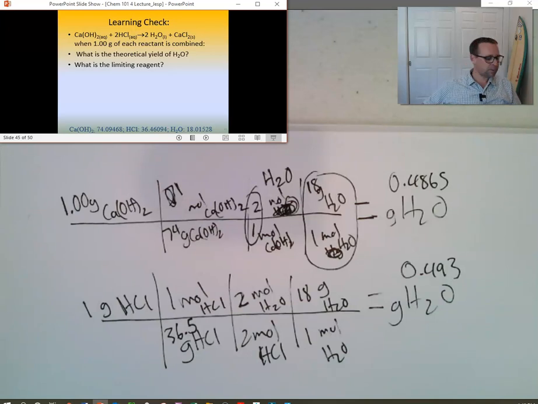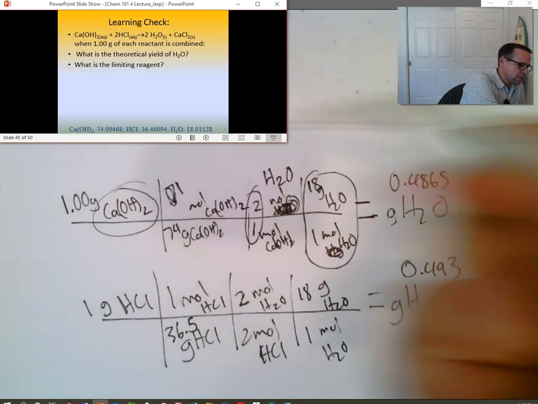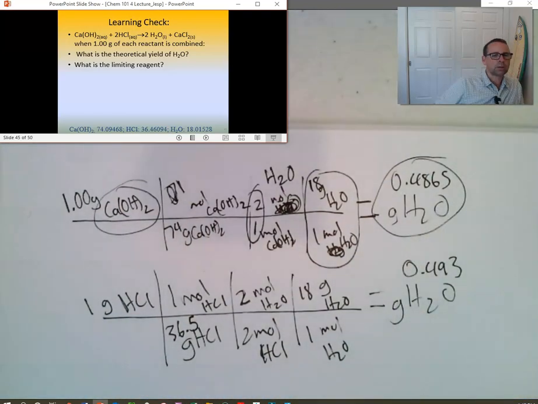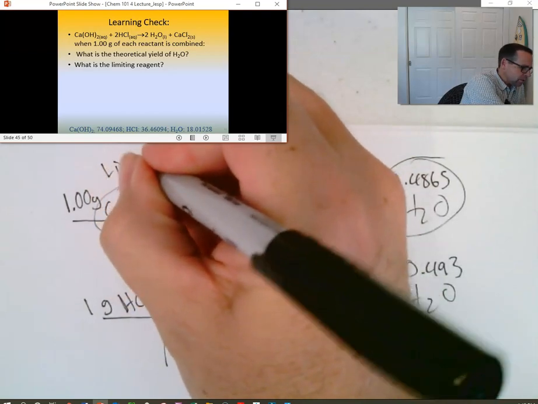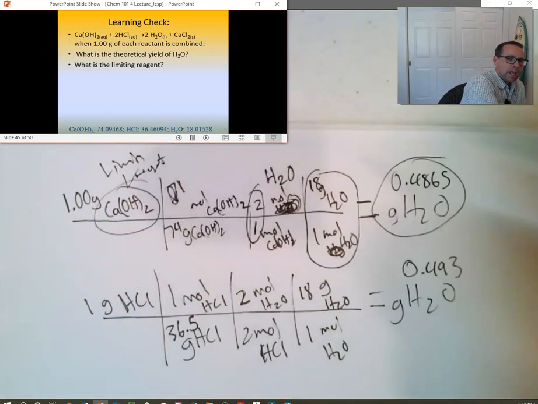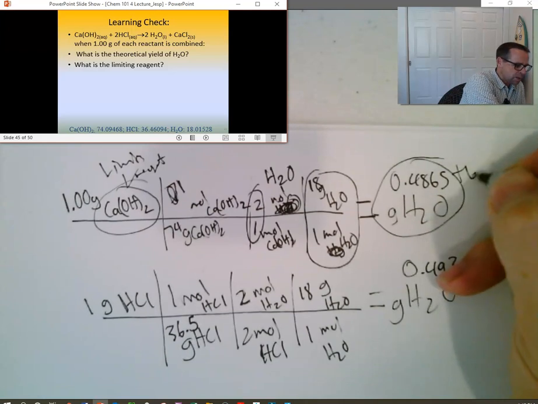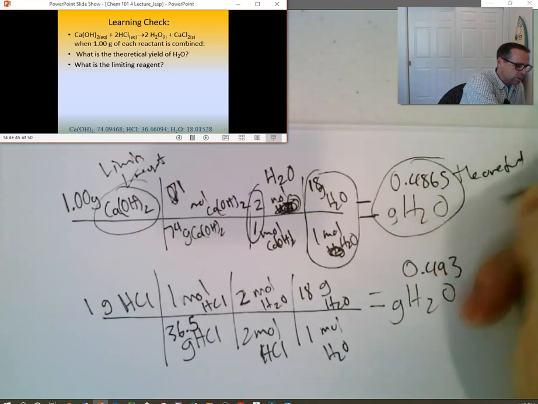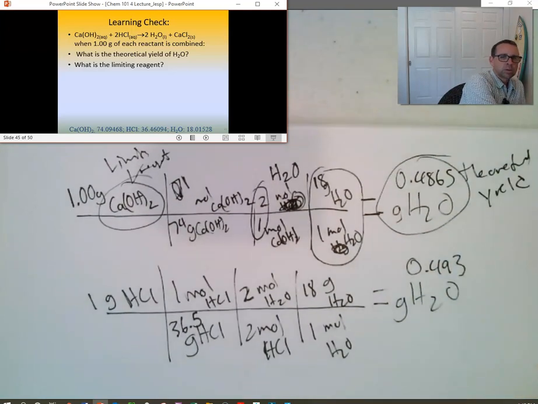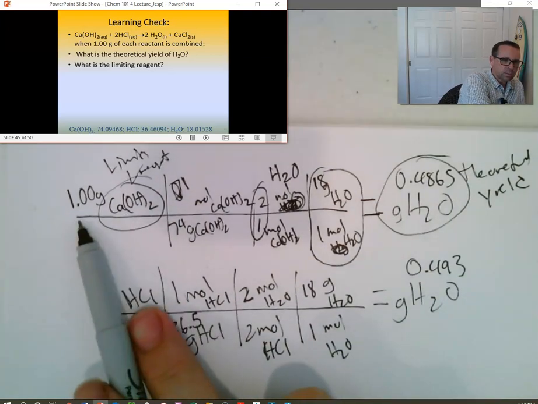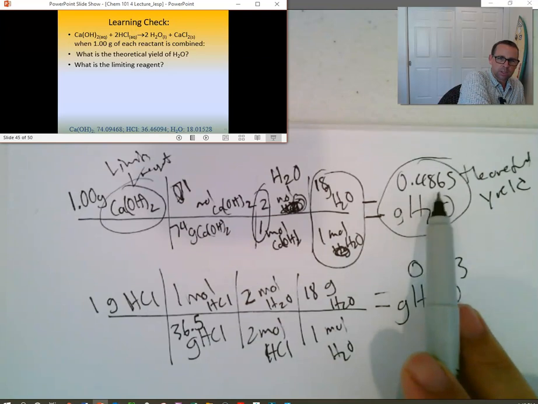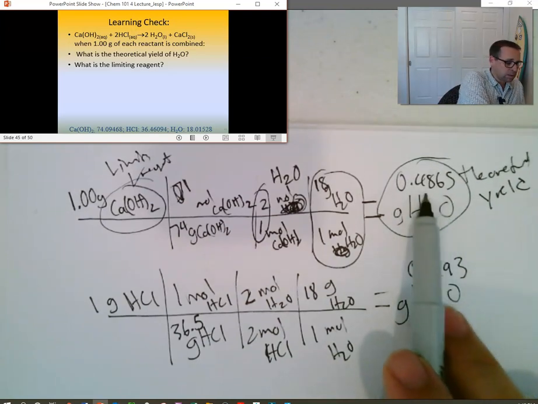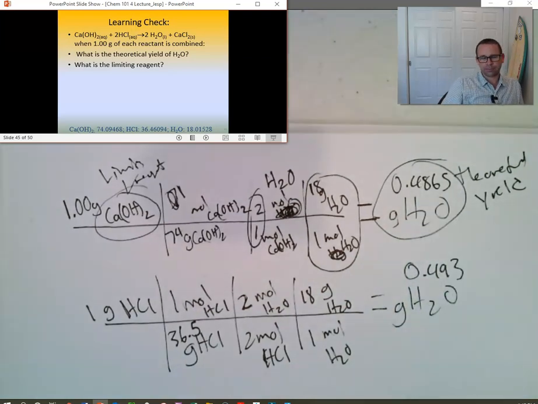The top one. Very good. Calcium hydroxide. That's the smaller amount. So this is the limiting reagent, and this is my theoretical yield. Because this is the one that's going to run out, this tells me how much I theoretically should be able to get. Theoretically means if everything goes right, this is how much you should be able to get.